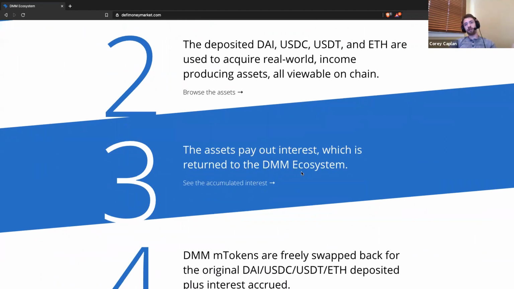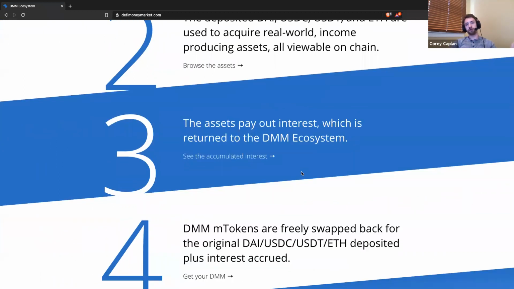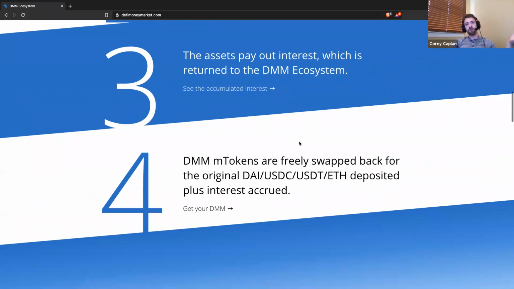Those assets that we then acquire also pay out interest, which is returned to the ecosystem in the form of an on-chain deposit into the M tokens, so that people are able to, in step 4, swap those M tokens, which we call redeeming, back to the underlying tokens for the original plus the interest, or if they want, just the interest or some mix and match of both.